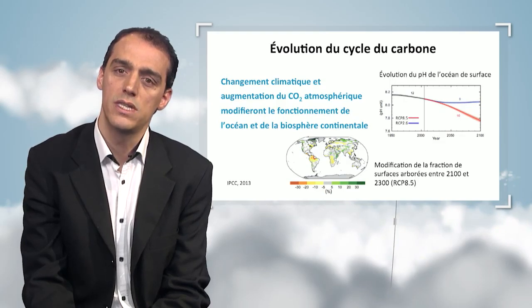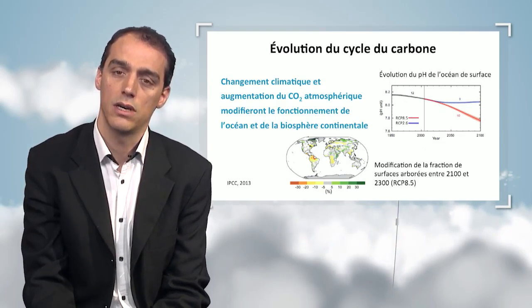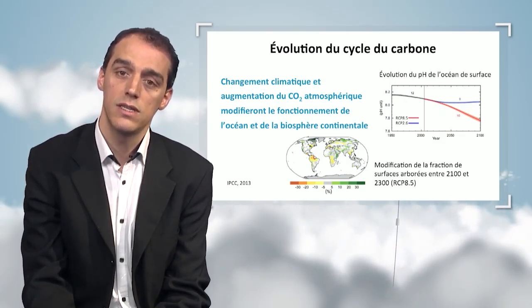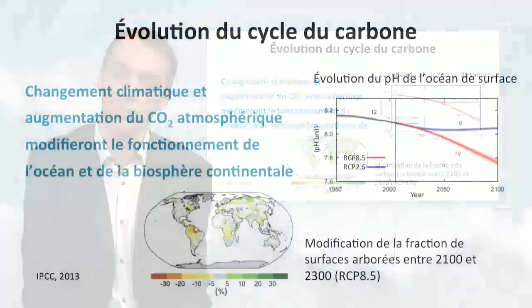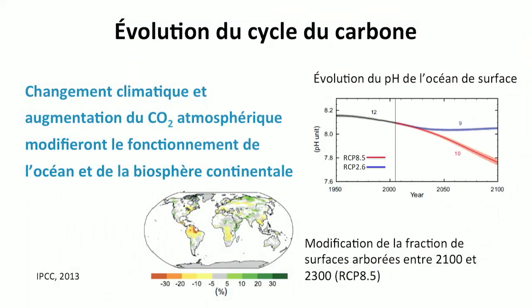Last component in the climatic model simulation: here we have the carbon cycle evolution. We see the carbon cycle in the natural reservoirs such as the ocean and the continental land. Two examples on the right-hand side: pH evolution on the surface layer of the ocean due to the fact that the ocean continues absorbing anthropic carbon.